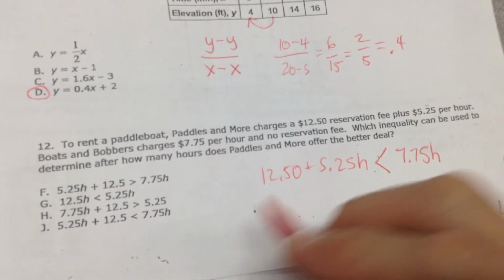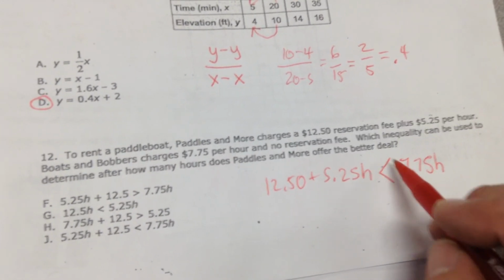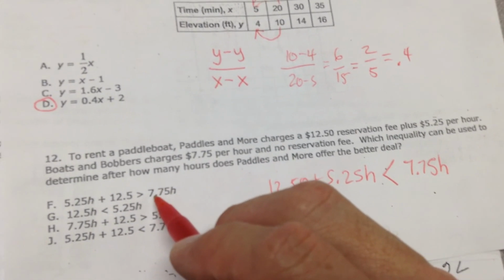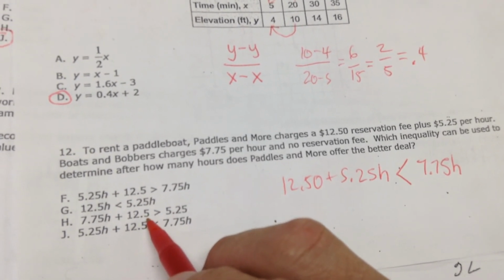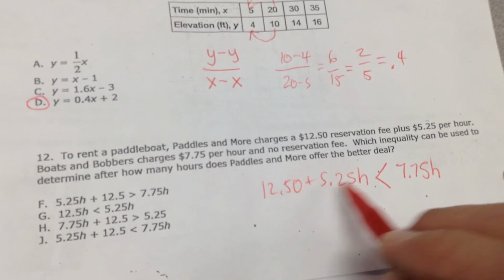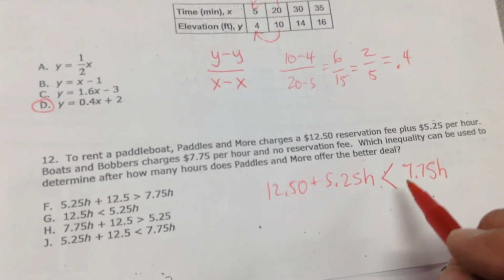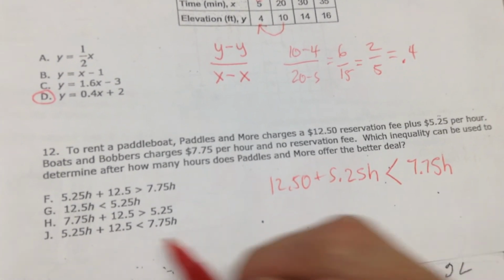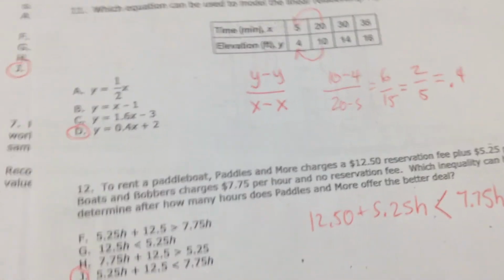So that equation has 7.75 as the bigger end here, so it's not that one. It's not this one. Which one is it? Again, trying to find out when this one will be less than that one. So the 7.75 has to be by itself with the open end on it. So if we look, it's exactly like that one right there. So answer J. All right.